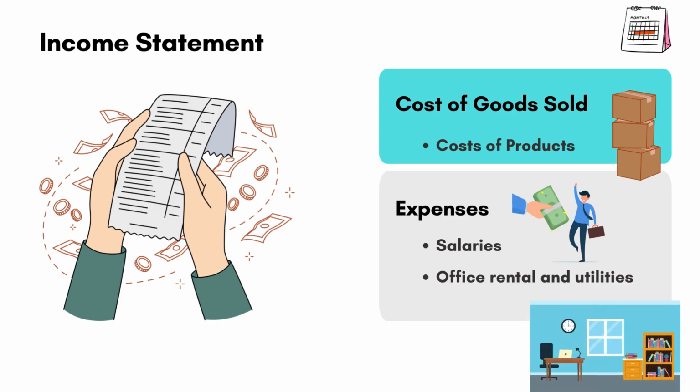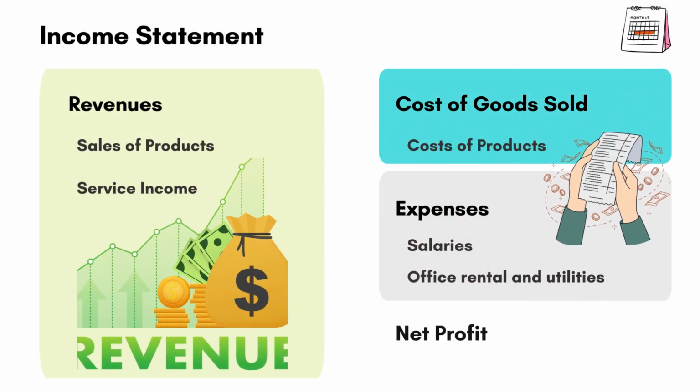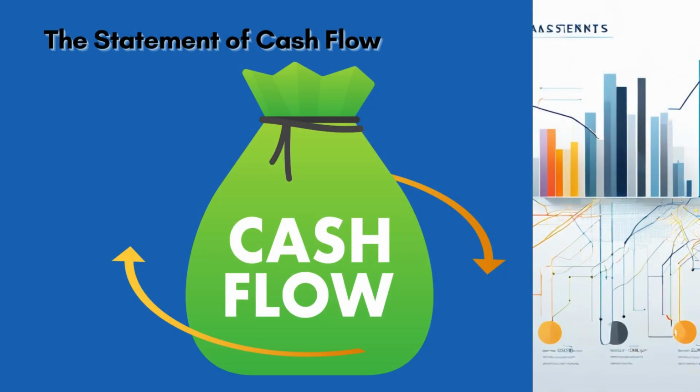Net profit is the difference between revenues and expenses, reflecting the amount a company earns after a period of operation. It is usually measured over a month, quarter, or year. Now, let's move on to the third statement, the statement of cash flows.